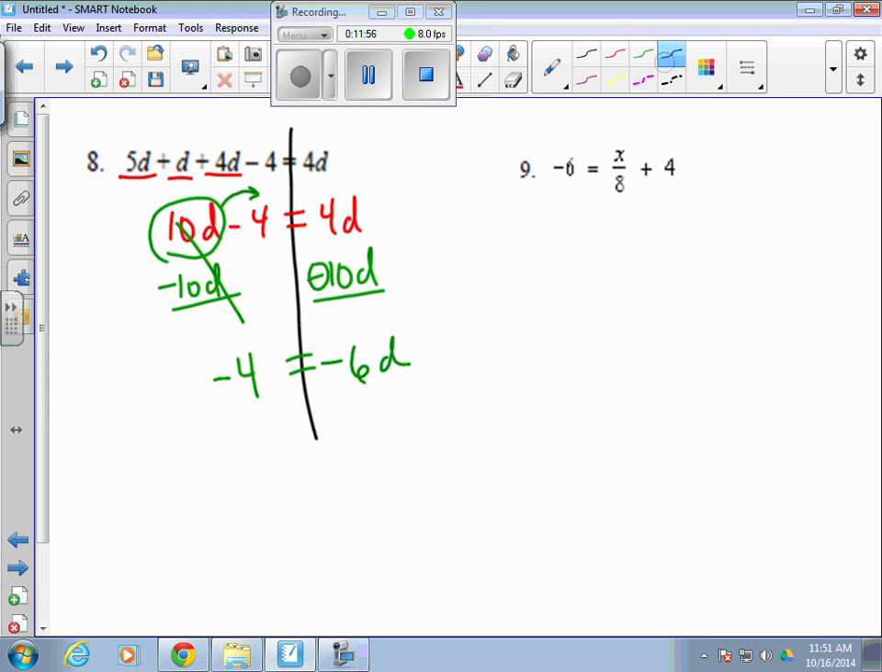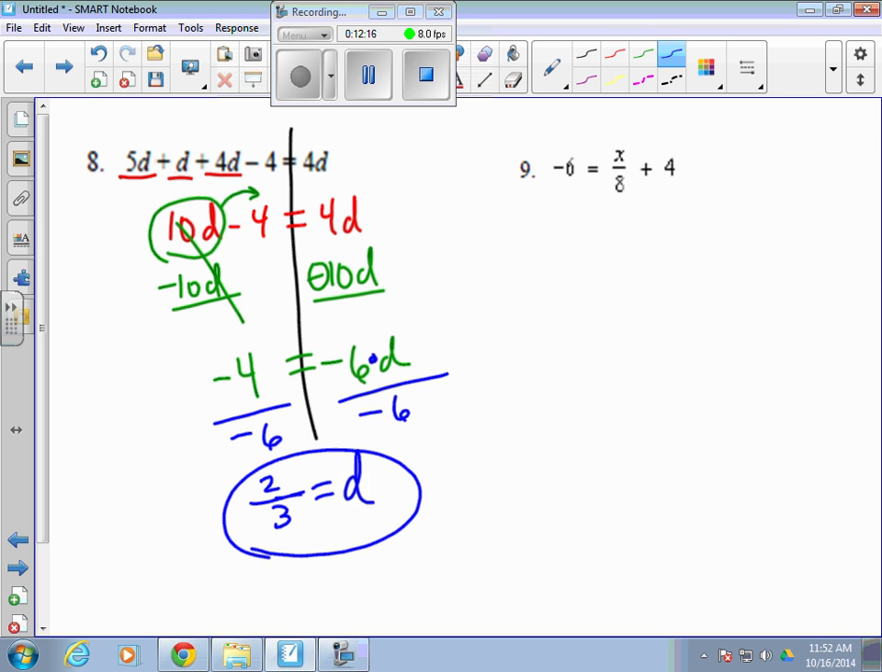We want to get D by itself, the variable. So undo negative 6 times D by dividing by negative 6. If you do it to the right, divide by negative 6 on the left. A negative divided by a negative is going to be a positive. 4 divided by 6, the number 2 goes into both. 2 goes into 4 twice, and into 6 3 times. D is equal to 2/3.